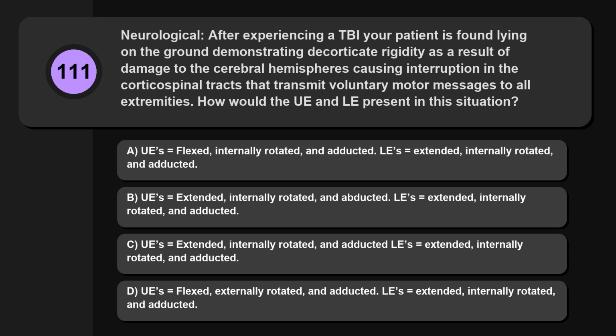The correct answer is option A. Pendleton, H. M., and Schultz-Krohn, W., eds. 2006. Pedretti's Occupational Therapy, Practice Skills for Physical Dysfunction. St. Louis, Missouri. Mosby Elsevier.